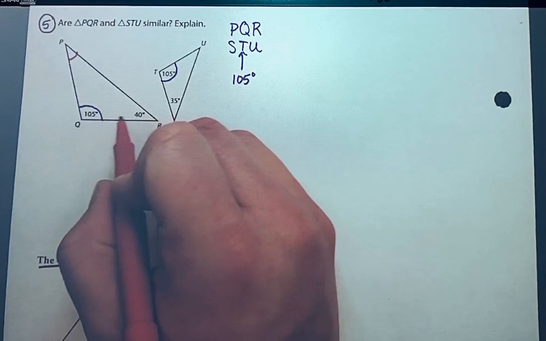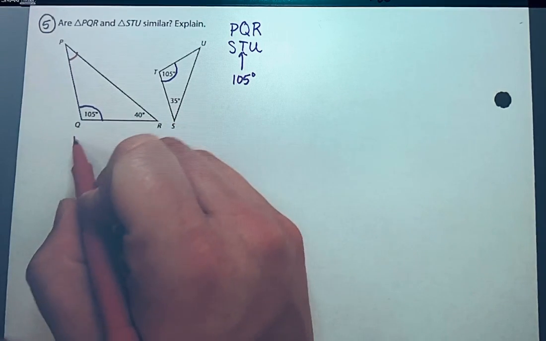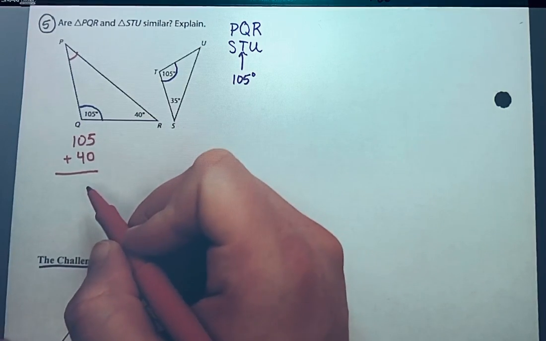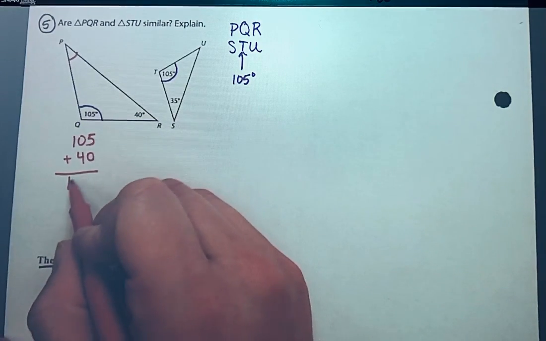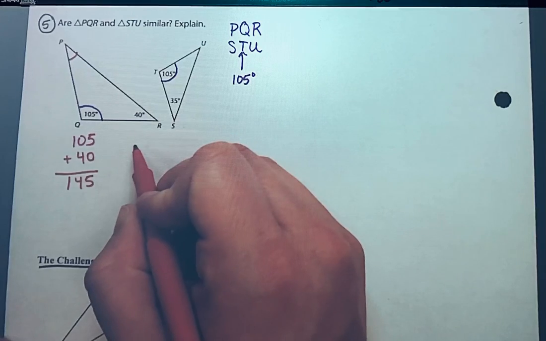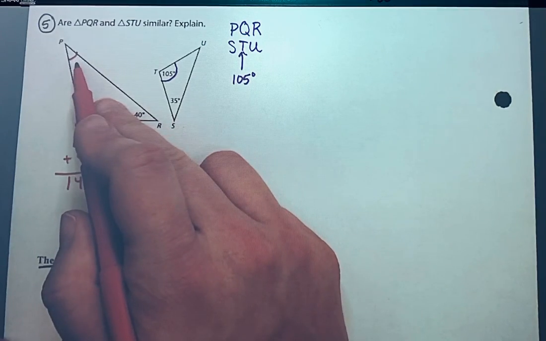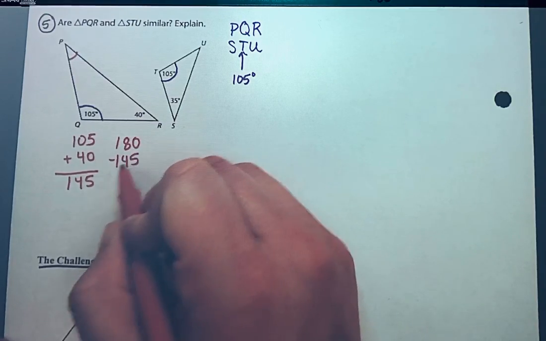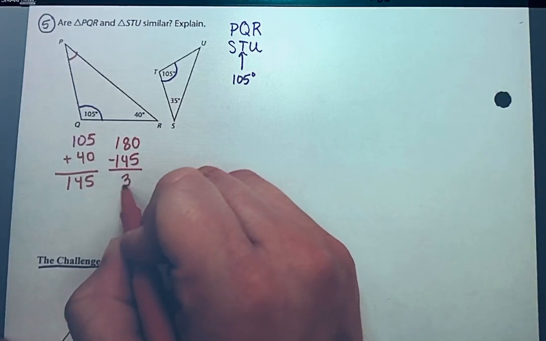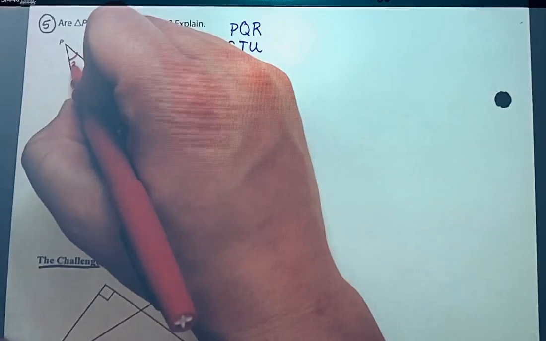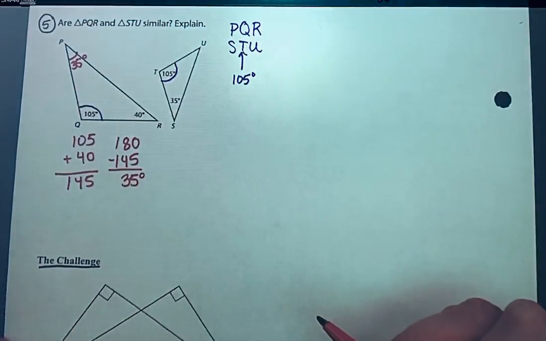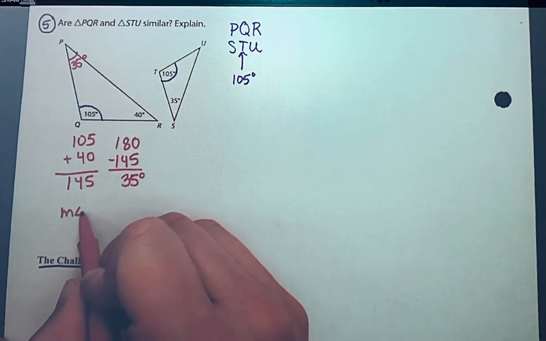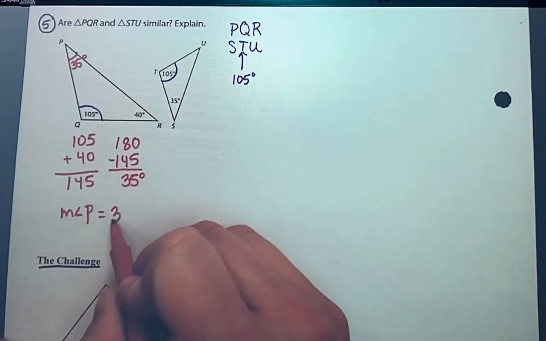I have 105 and 40. So I'm going to go 105 plus 40, and that is going to give me 145. That's, again, not our angle measurement. We actually have to do that next step of subtracting from 180. And here's where we get our angle measurement of 35 degrees. So we say the measure of angle P is 35 degrees.